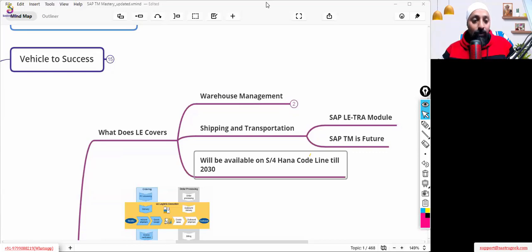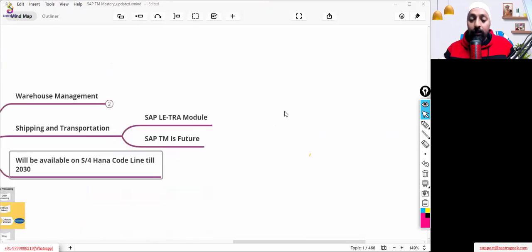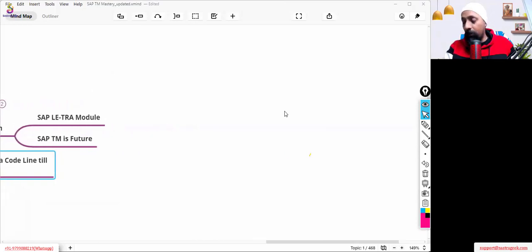Okay, we have a few people who have worked on LETRA: Dinakar, Antaraj, Prem. LETRA is also known as the shipment module. LETRA is also known as the shipment module. So what happened in that?